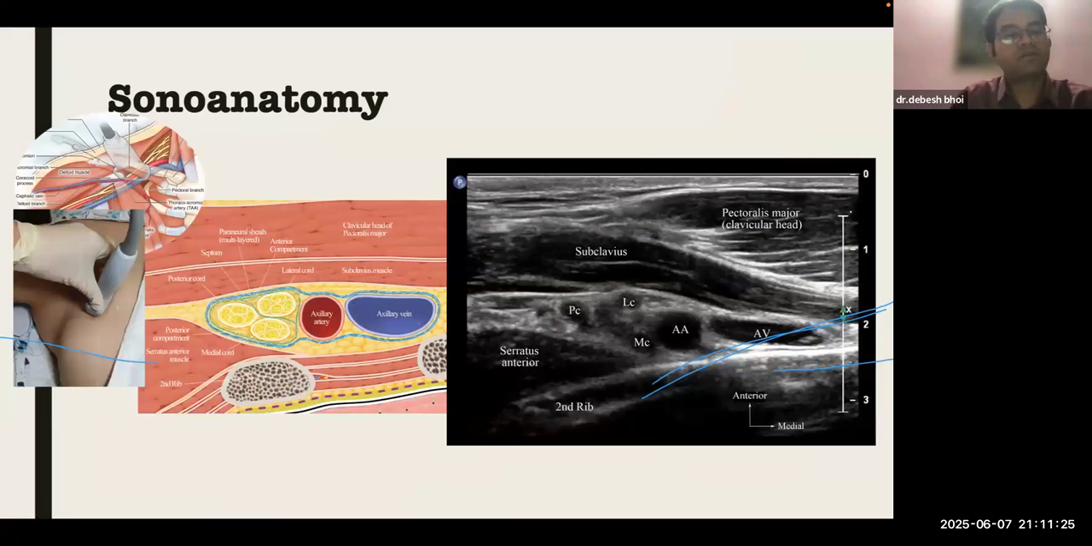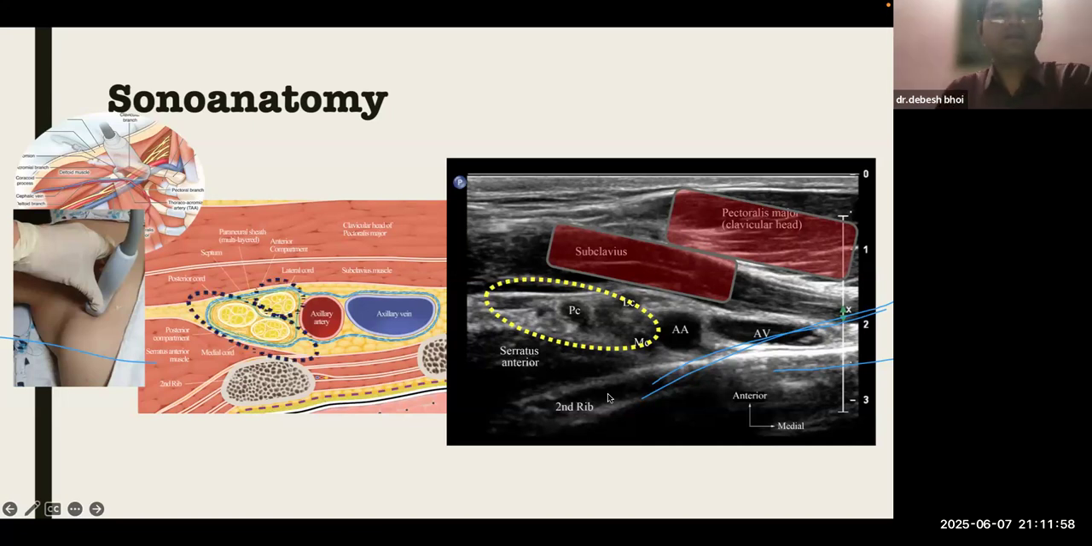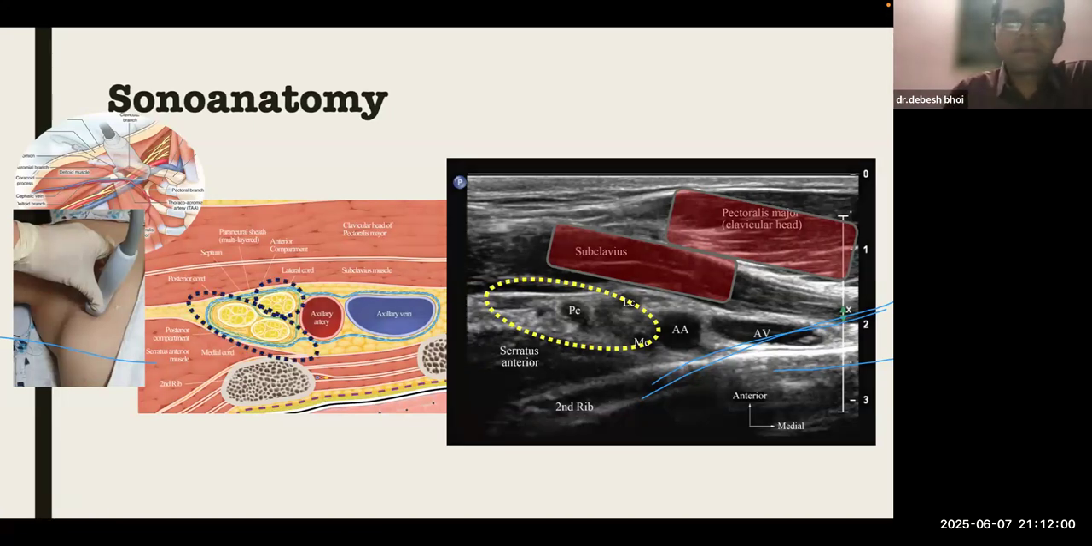Again, for the sonoanatomy, the probe is placed below the clavicle, angled cranially. You can identify the axillary artery, the vein, and all the cords. You can see the anterior compartment containing the lateral cord, and the posterior compartment containing the posterior cord and the medial cord. Here you can identify all the cords, the pec major, subclavius muscle, serratus anterior, and the second rib. And here the pleura is there. So these things can be identified when you are scanning in a stepwise manner.